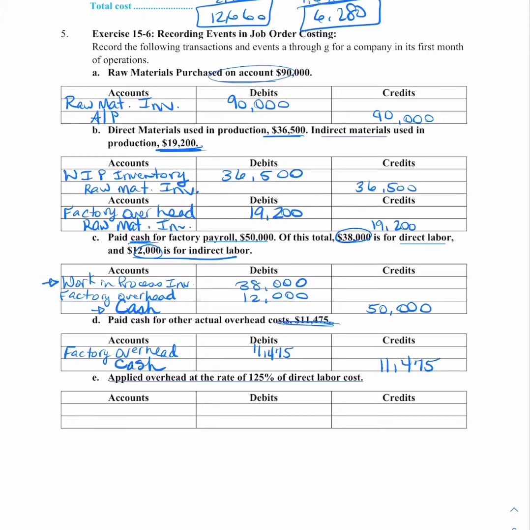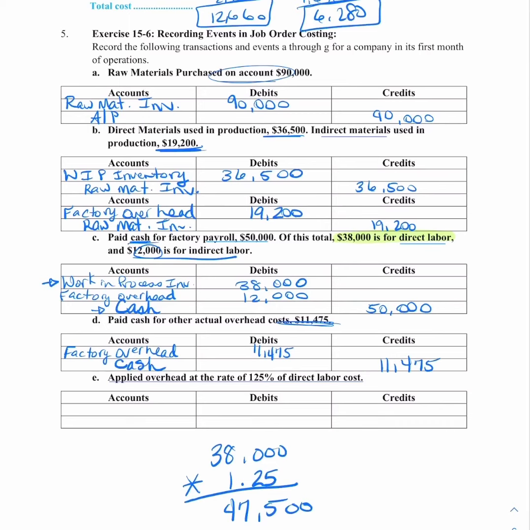Now, the last item here is that we applied overhead at a rate of 125% of direct labor cost. So you say, well, how on earth am I going to figure out what this number is? So what you need to look at then is how much our direct labor was. And so if you scan back up a couple of pieces of this question, you'll see of this 38,000 is for direct labor. So you'll take the 38,000, you will multiply by 1.25, and you will come out to $47,500.